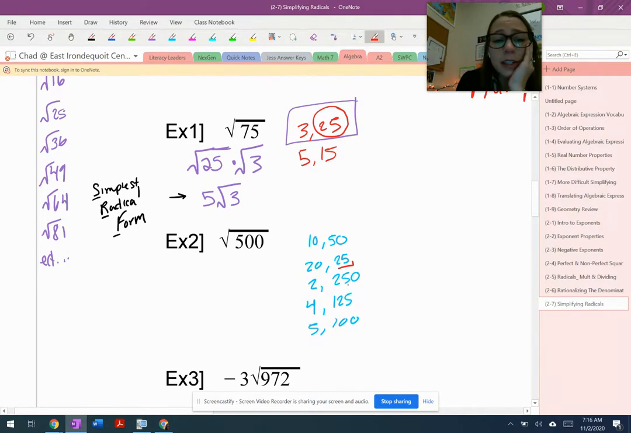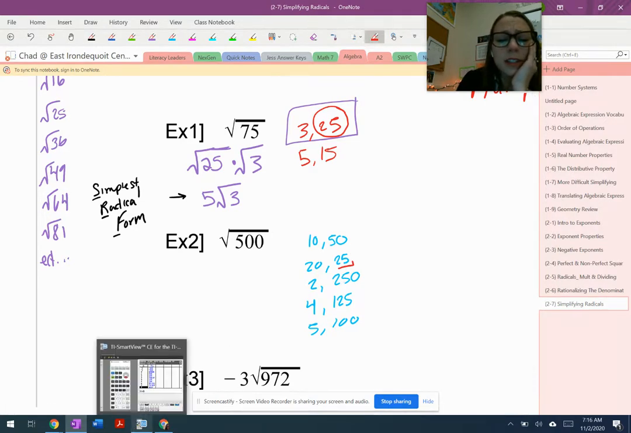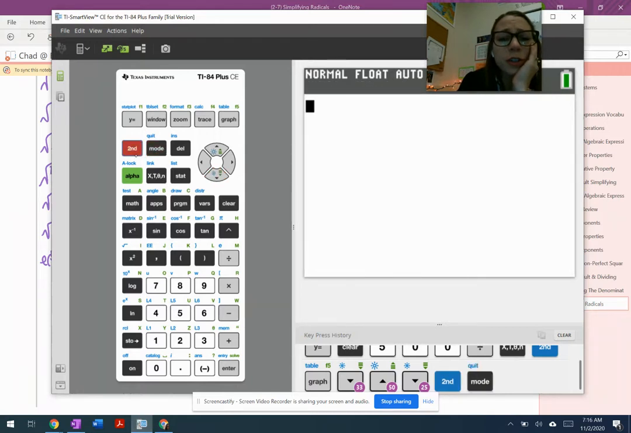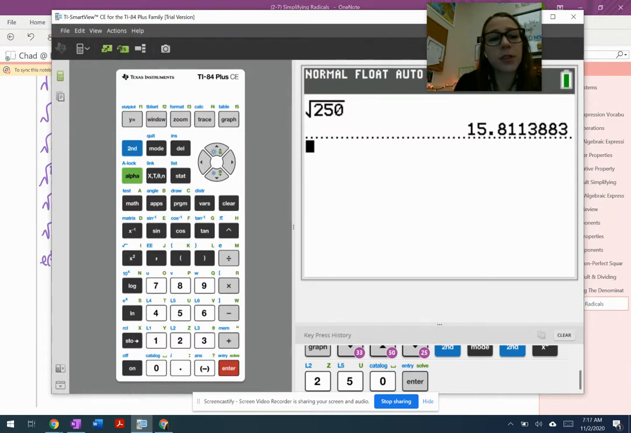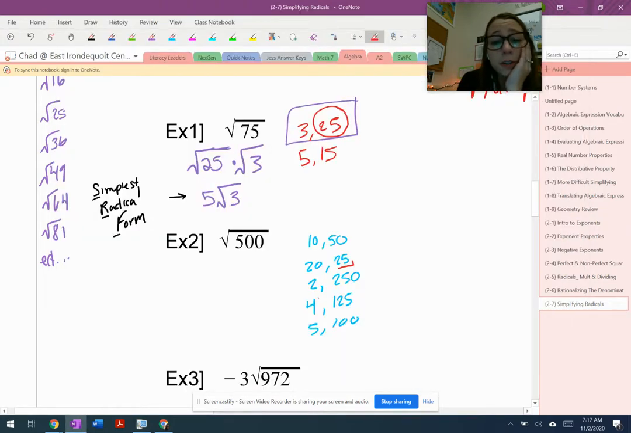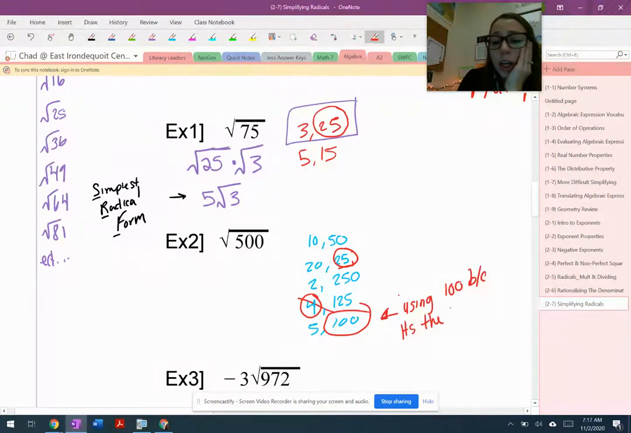2 and 250, 250 is not a perfect square, but even if you weren't sure, you could just come back to your calculator, square root 250, no, not a perfect square. 4 is a perfect square, but 25 is a bigger perfect square, so I'm not going to use the 4. And 100 is actually a perfect square. So if I'm picking between 25 and 100, I'm picking 100. We're using 100 because it's the largest.